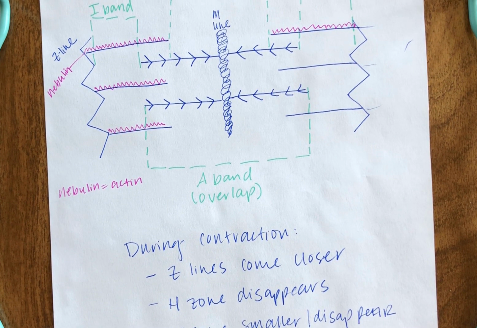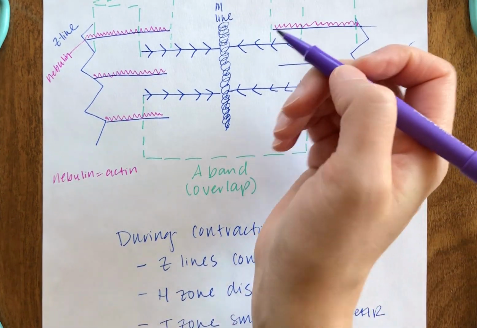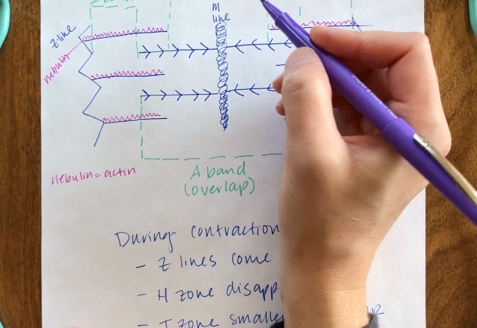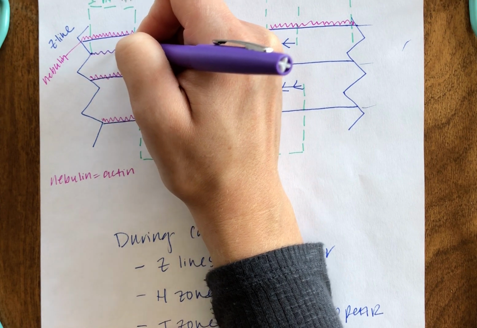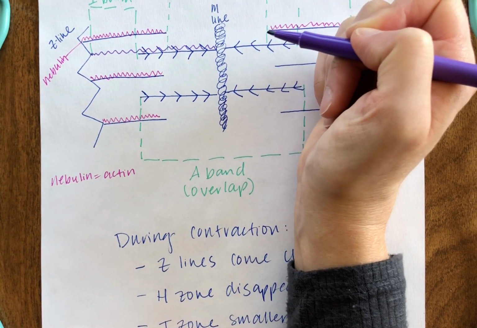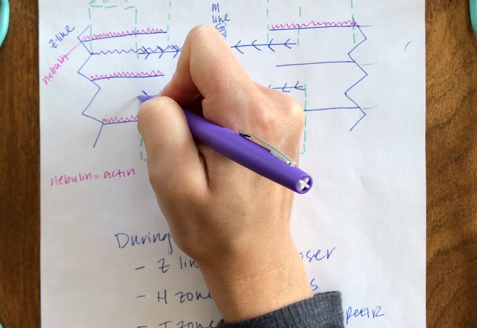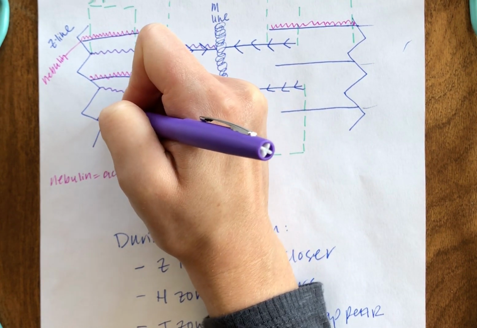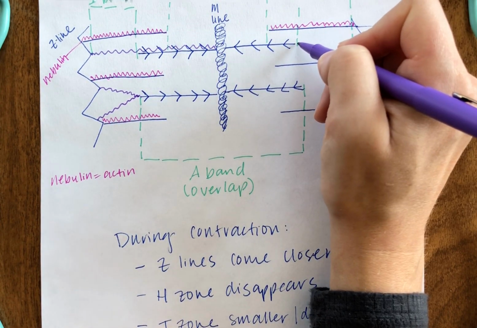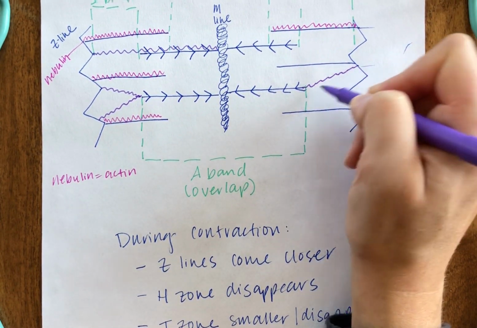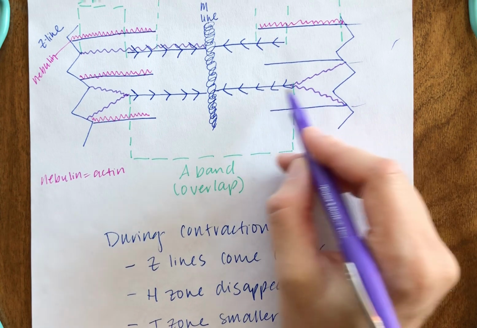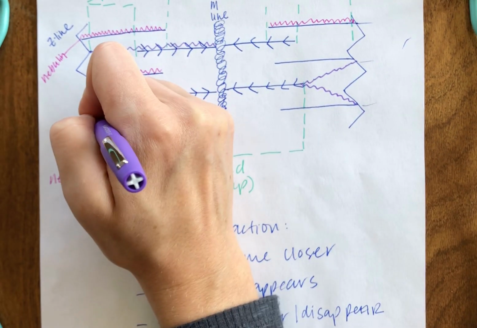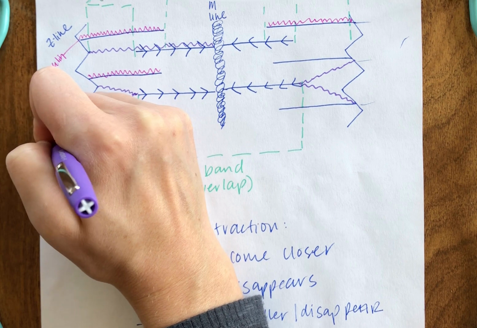Now, our other one is going to be titin, and it stabilizes myosin. I've seen this a couple ways, so I'll draw it both ways. It goes from the Z line all the way across myosin to the M line. I've also seen it where it goes like this. It zigzags and stabilizes out to the Z line, which makes more sense to me. It's almost like a spring, and it helps to stabilize. So that would be titin.